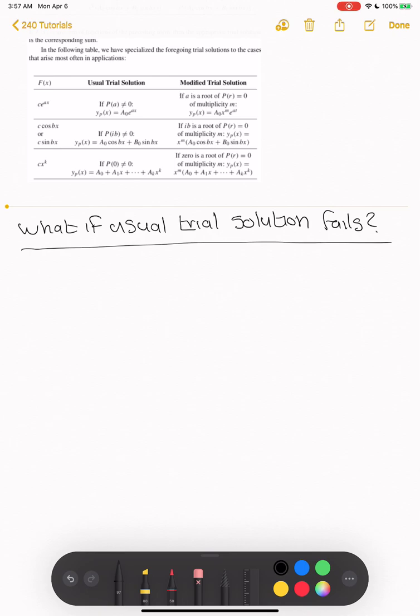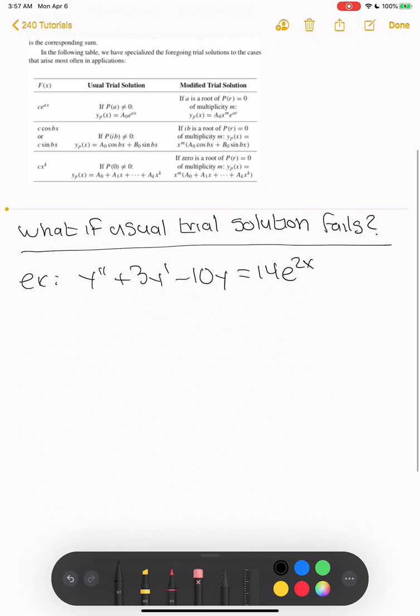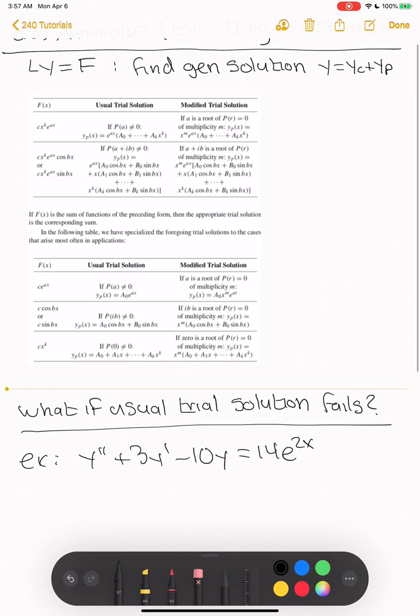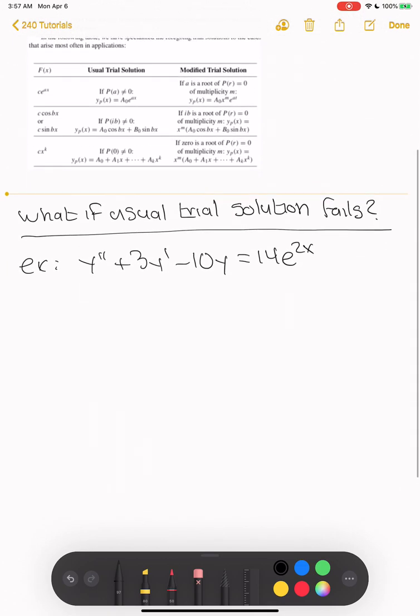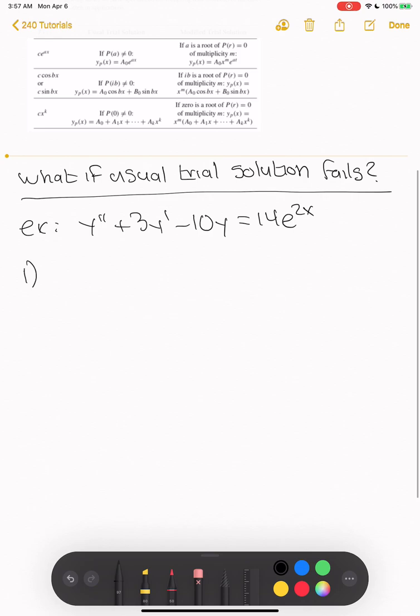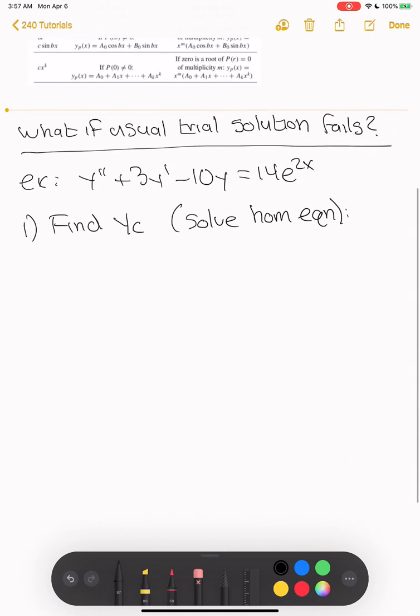Well, as an example, let's check out y double prime plus 3y prime minus 10y is equal to 14e to the 2x. What you'll notice is we won't know if the usual trial solution fails until we get to that point in the problem. So we continue solving as we normally do, right? First of all, we have to find our complementary function. So we have to solve the homogeneous differential equation: y double prime plus 3y prime minus 10y is equal to 0.